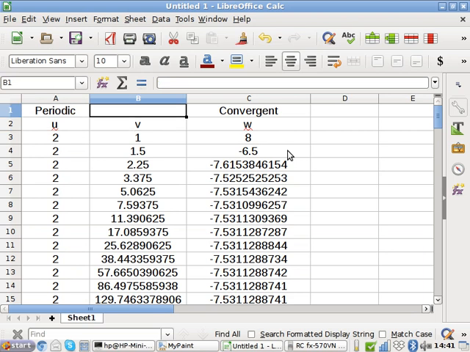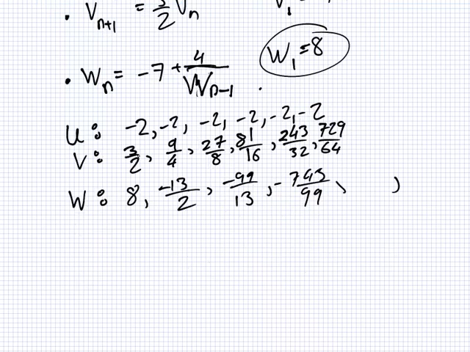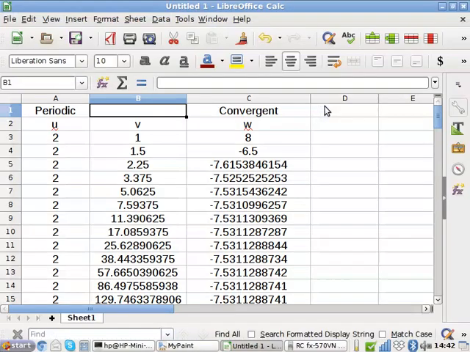So just to be clear, periodic could also describe something like this. A sequence like this, 1, 2, 3, 1, 2, 3. This is also periodic because it's repeating. So does anybody know the name for the middle sequence? The antonym, the opposite of convergent, is divergent.